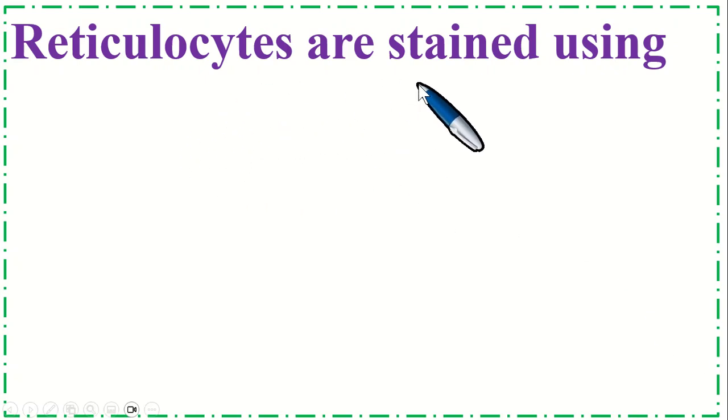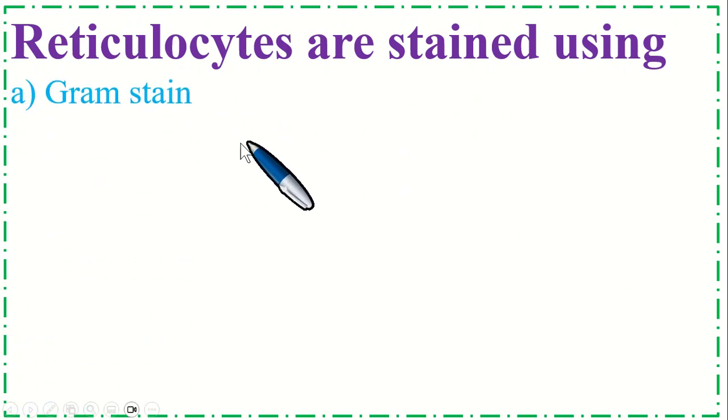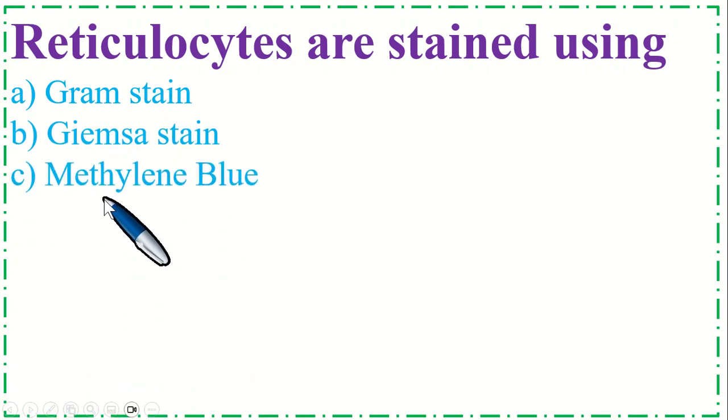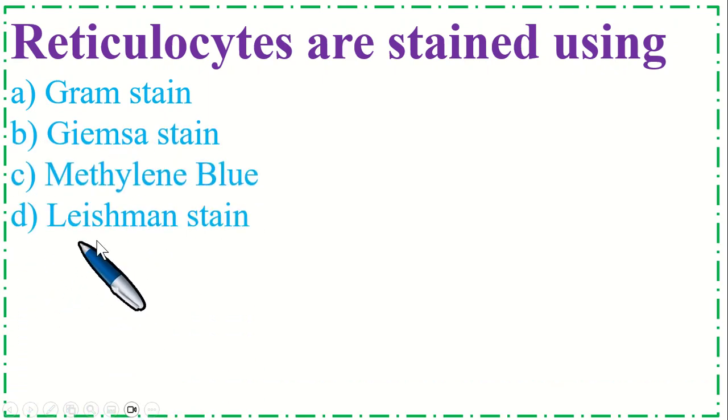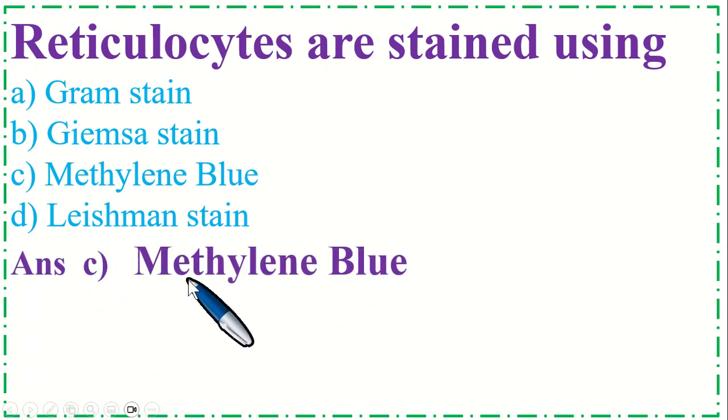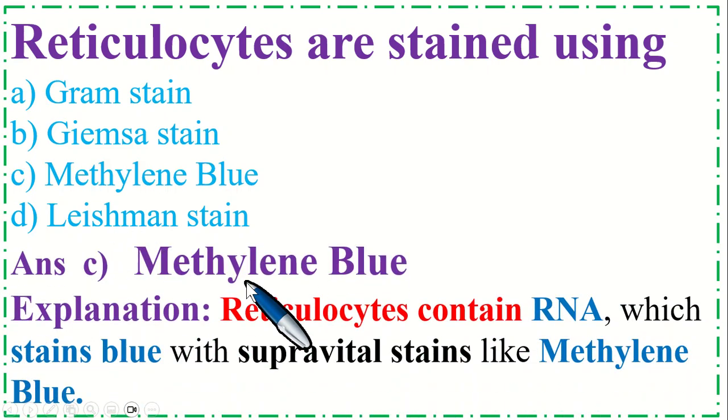The reticulocytes are stained using option A gram stain, B Giemsa stain, C methylene blue, and option D Leishman stain. So the correct option is C, methylene blue. Explanation: reticulocyte count. Reticulocytes contain RNA, which stains blue with supravital stains like methylene blue.